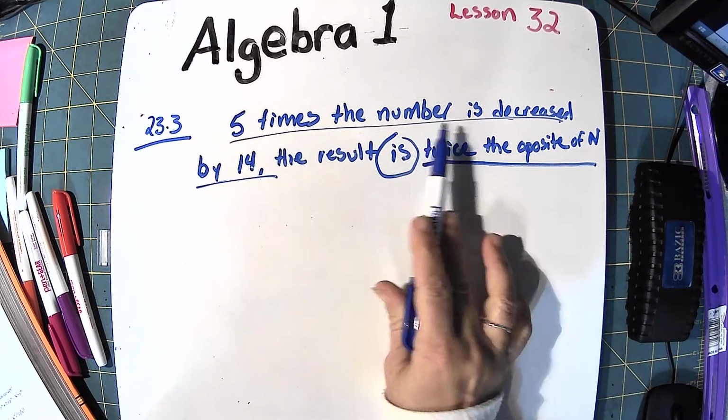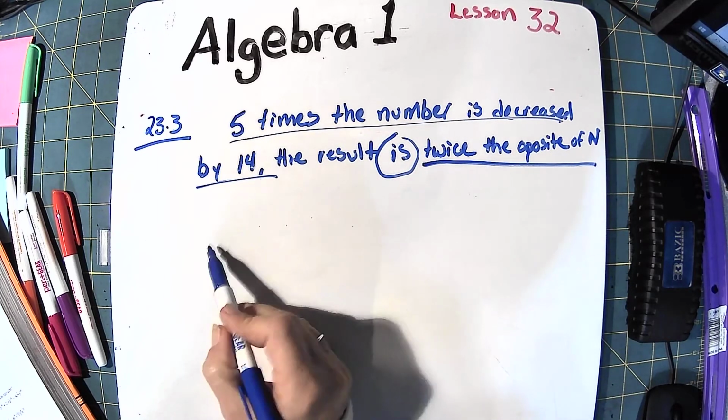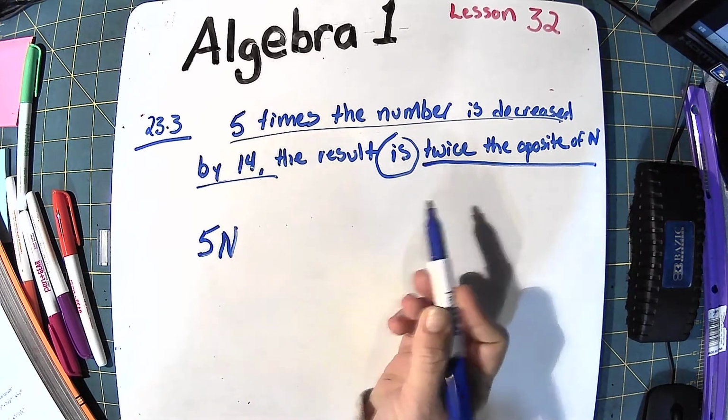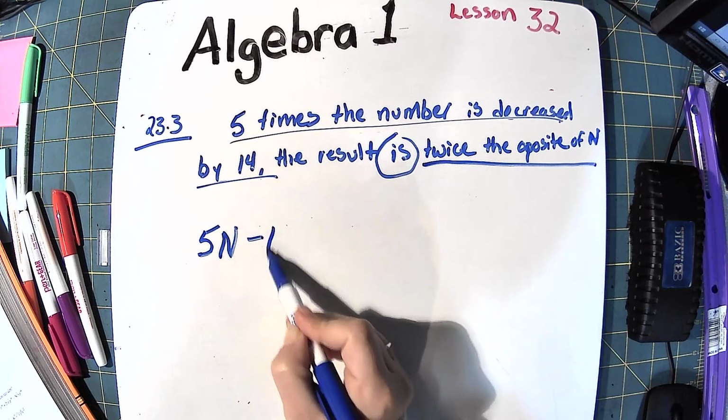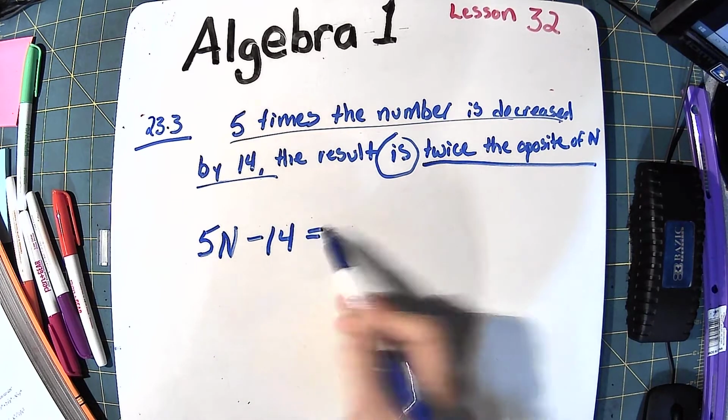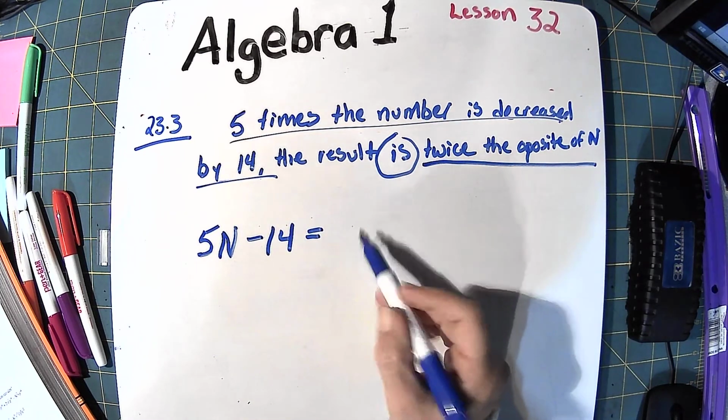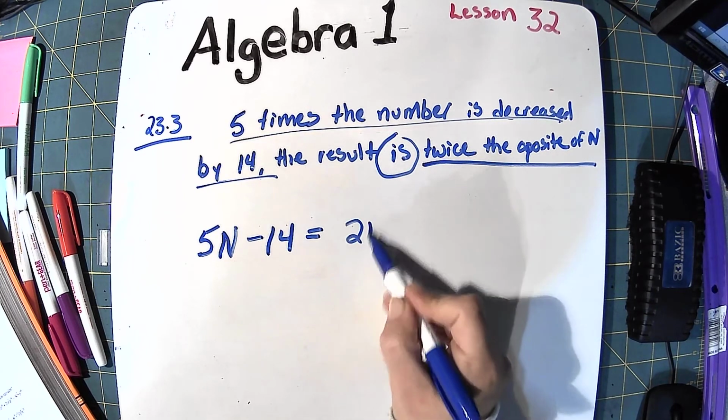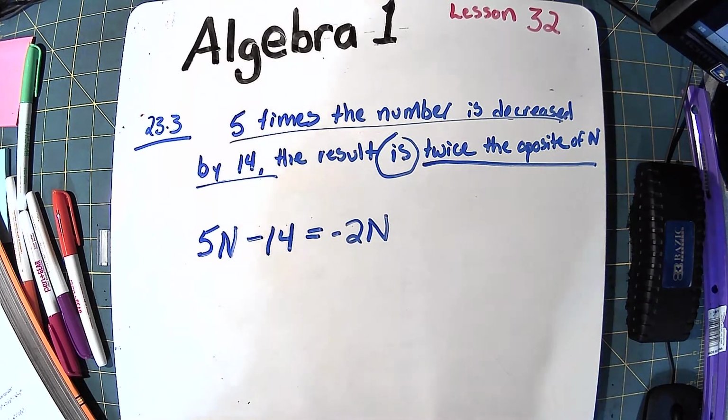Okay, so 5 times the number is decreased by 14. So 5 times the number will be 5n. Decreased by 14 means minus 14. "Is" is our equal sign. Twice the opposite of the number. So 2n, and then the opposite would be negative 2n. Okay? Negative 2n, twice the opposite of the number.